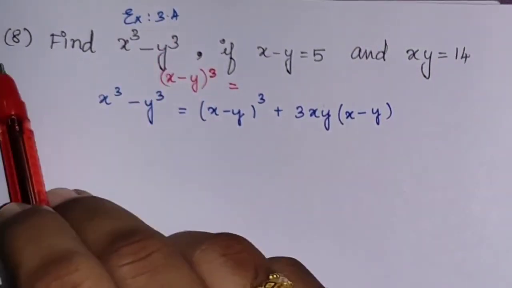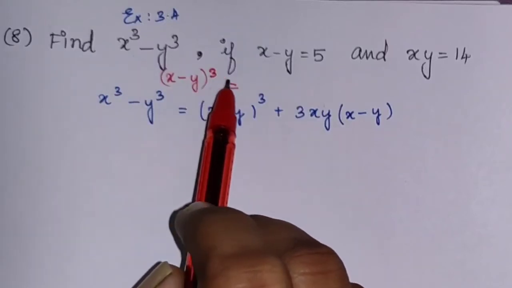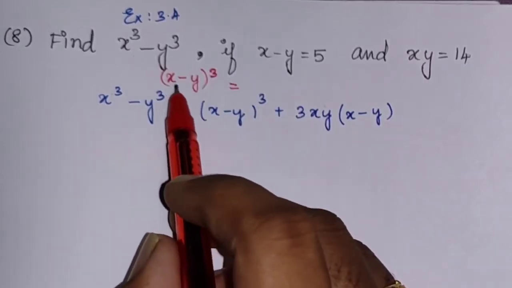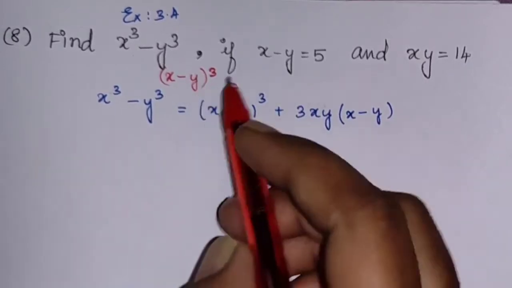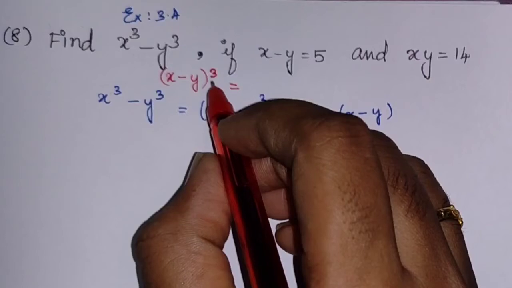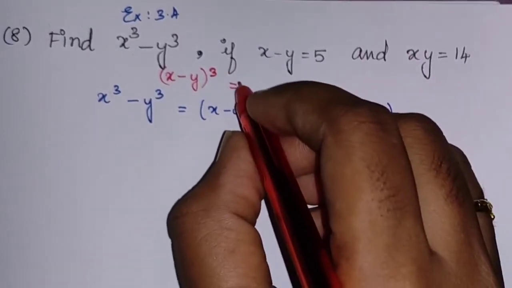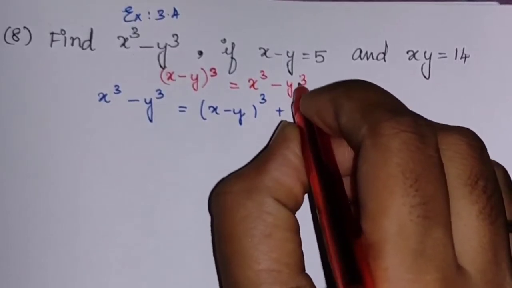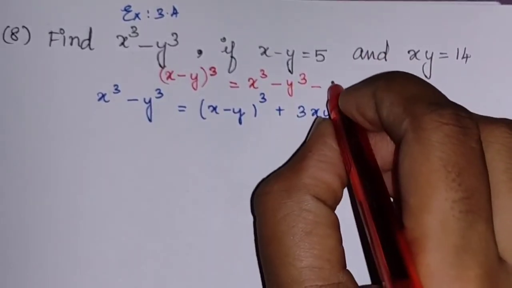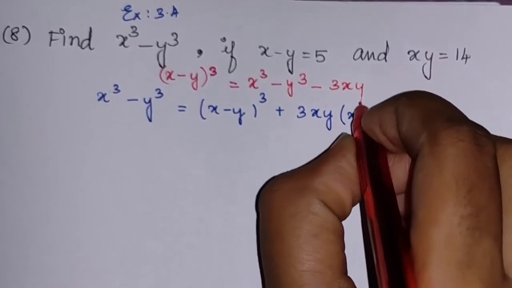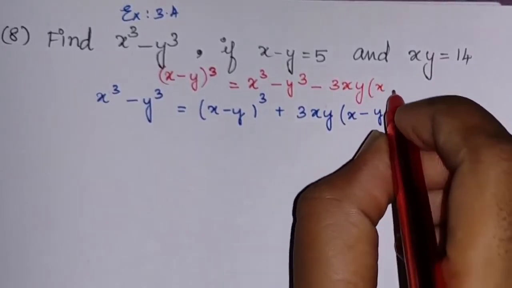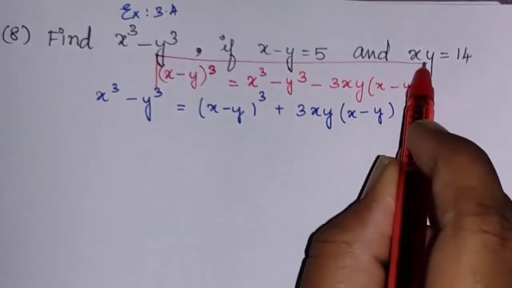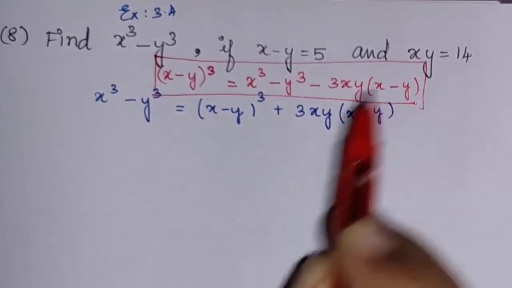Exercise 3.4, problem number 8. Find x cube minus y cube if x minus y is equal to 5 and xy is equal to 14. We have already learned x minus y the whole cube formula, right? So x minus y the whole cube is equal to x cube minus y cube minus 3xy into x minus y. Okay, this we have already learnt in the previous classes.